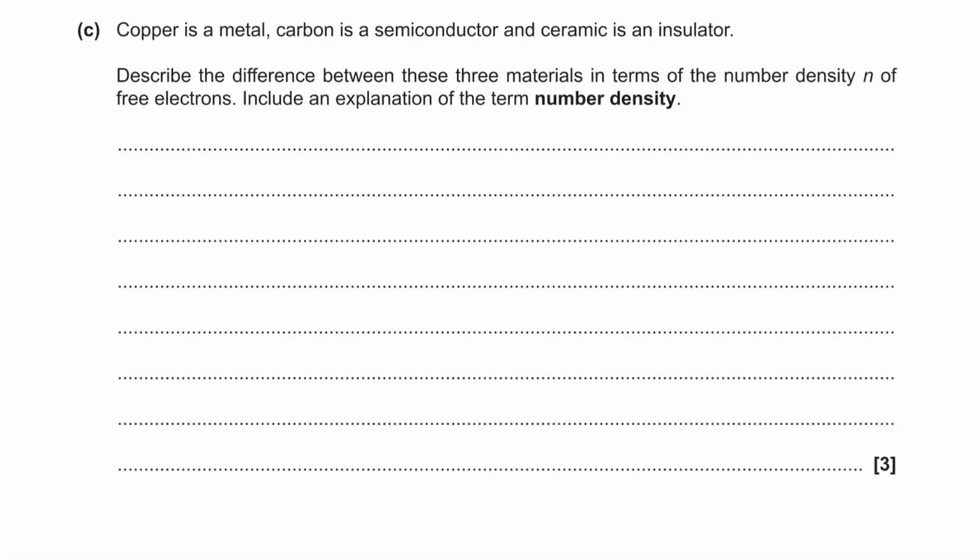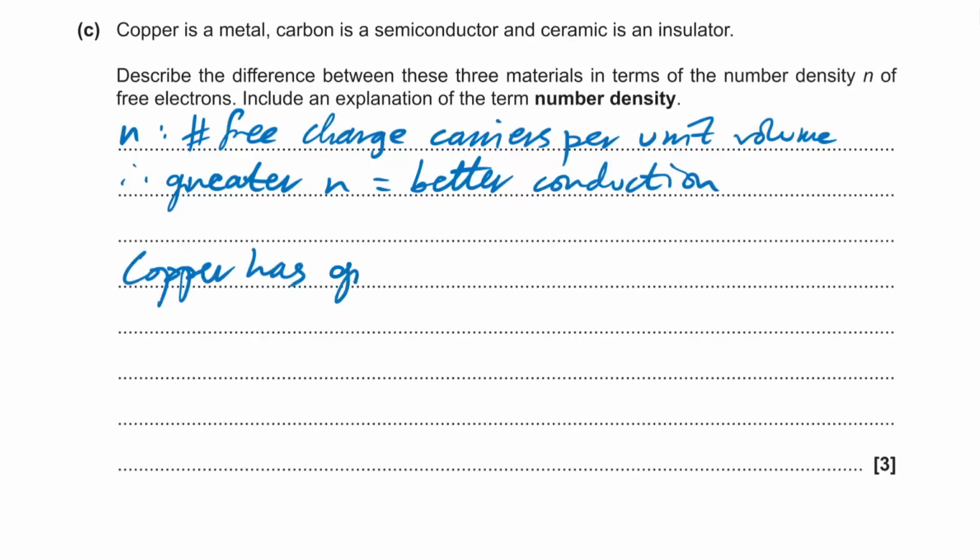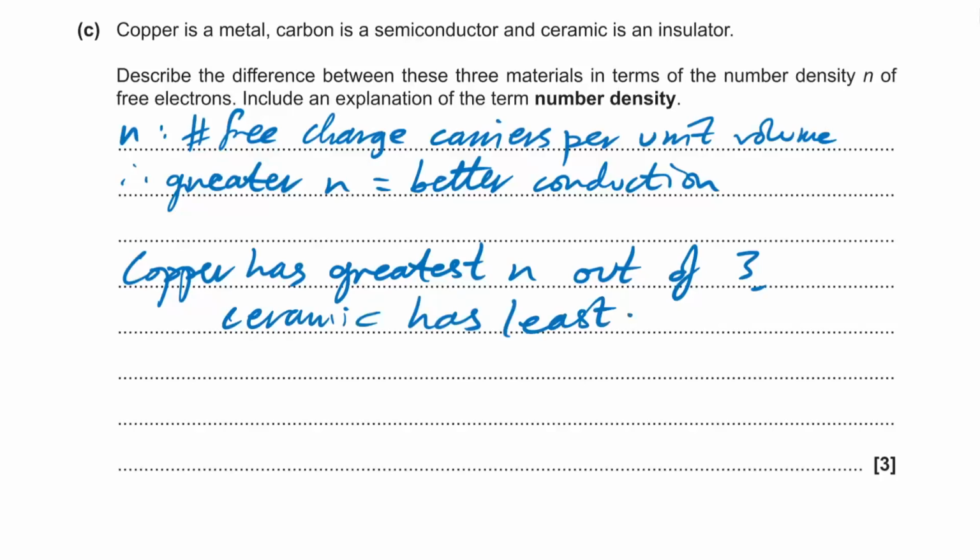Copper is a metal, carbon is a semiconductor, and ceramic is an insulator. Describe the difference between these 3 materials in terms of the number density n of free electrons, include an explanation of the term number density. n, first of all, is number of free charge carriers, could be electrons, could be something else, per unit volume. Therefore, greater n, better conduction. Copper has greatest n out of 3, and ceramic has the least. Easy.